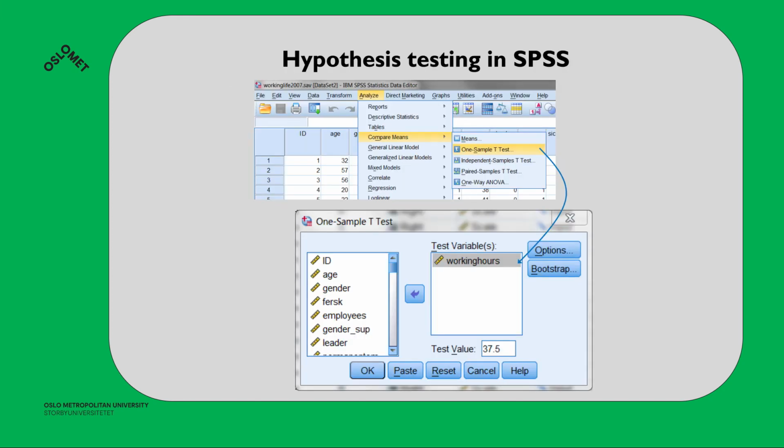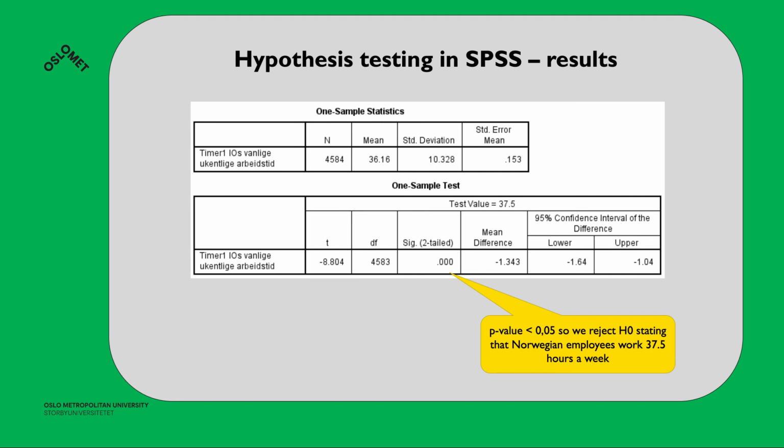So let's look at how hypothesis testing is done in SPSS. You choose Analyze, Compare Means, and then One-Sample T Test, for example. You say that working hours is our test variable, and we want to test whether Norwegian workers work 37.5 hours per week. And you will get these results.